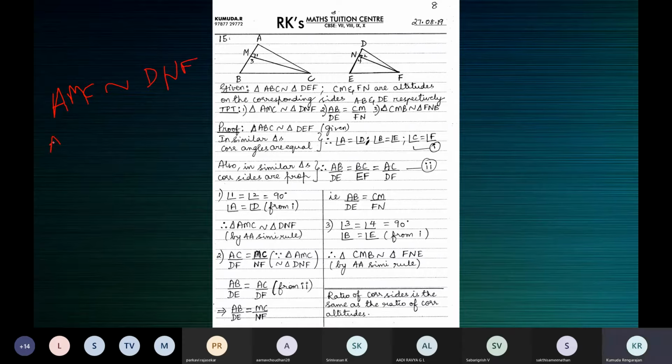So we know that AM by DN is equal to MC by NF. Sorry, NF, this is equal to AC by DF.